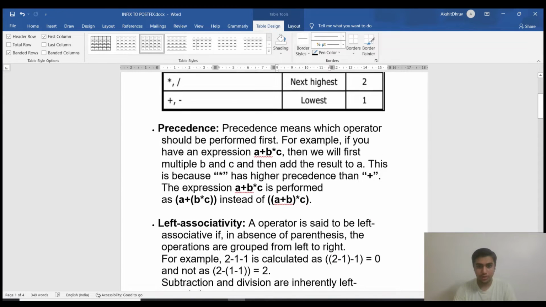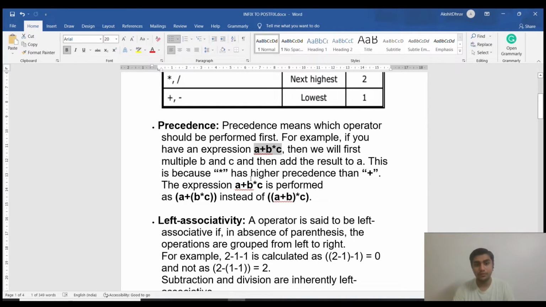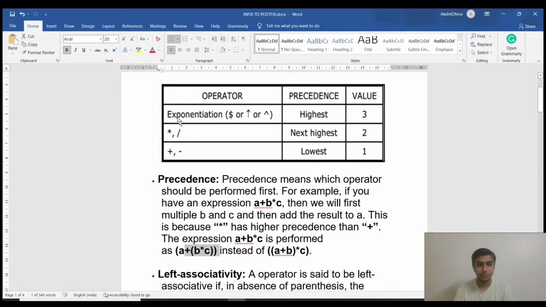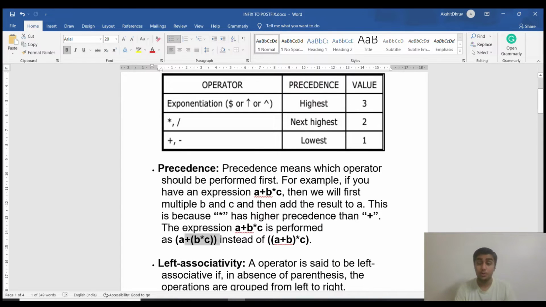See, I have given one example over here. Suppose a plus b star c, then what will we do first, right? We can do (a plus b) star c or a plus (b star c). In the first case, we are first adding and after that doing multiplication. But this is wrong. We cannot do that. First, whose precedence is more? Yes, multiplication's precedence is more. It's higher than plus. So we have to do multiplication first and only after that can we do addition. This was all about precedence.